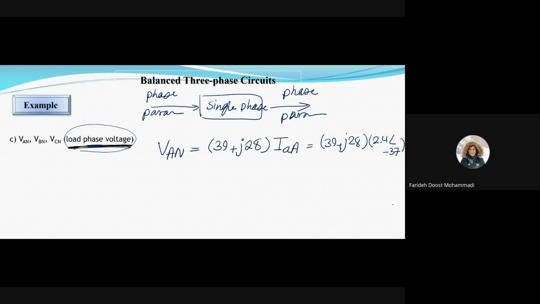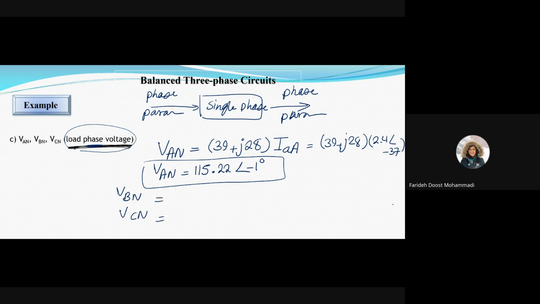Okay, so if I do the calculation here, I'm going to get VAN, or the phase voltage of the load at phase A, as 115.22 with an angle of minus 1 degree, right? So I have this. And then in order to solve for VBN and VCN, all I need to do is adjust the angle. So the magnitude is going to stay exactly the same. The angle here is going to be minus 121 degrees, and here it's going to be positive 119 degrees. So here I'm subtracting 120 and then adding 120. So it's very simple because the circuit is balanced.